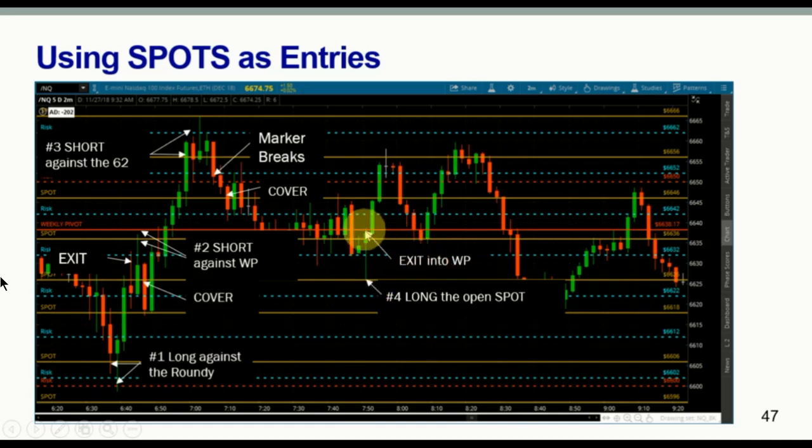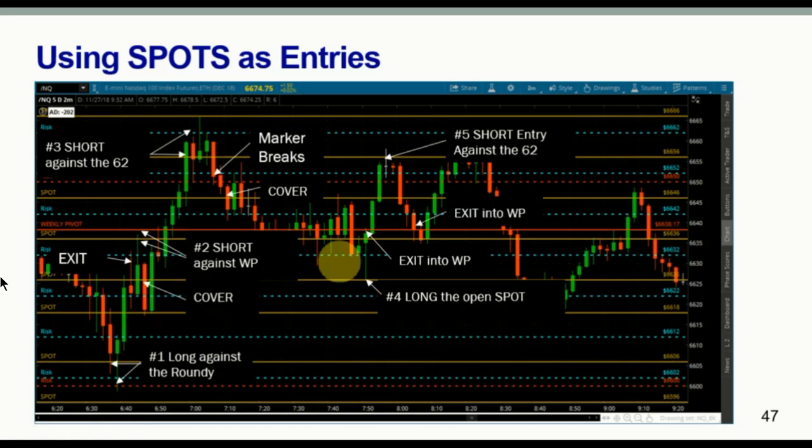And our weekly pivot as well. Short entry against that 62 again. Back to the weekly pivot. Okay? Those are 5 trade examples. And this one might have been a little tricky right here. And I will walk you through this type of stuff. I will even say in the room, going again.